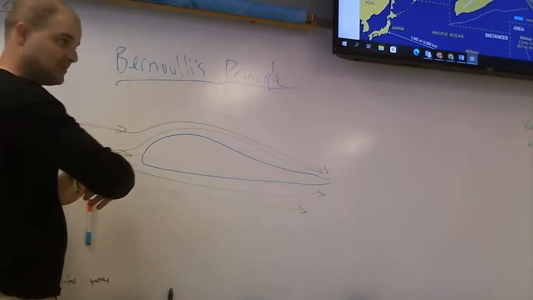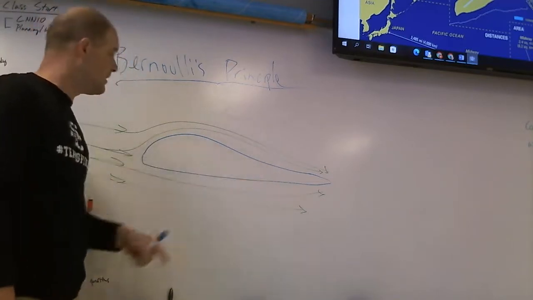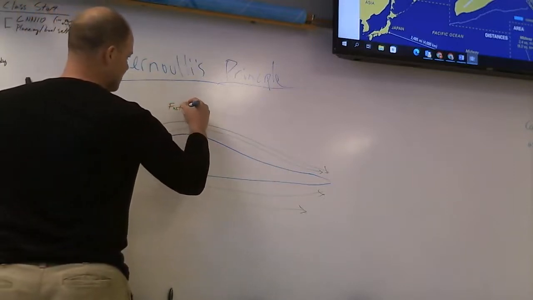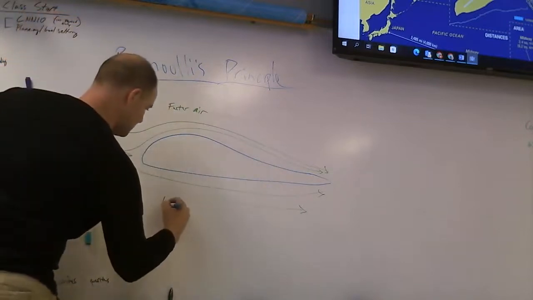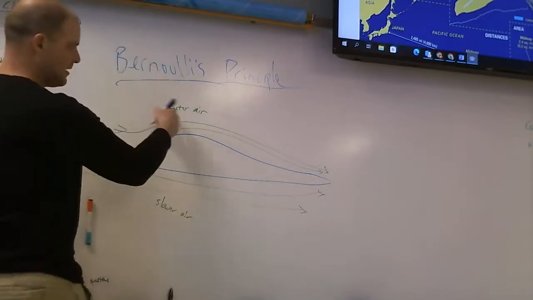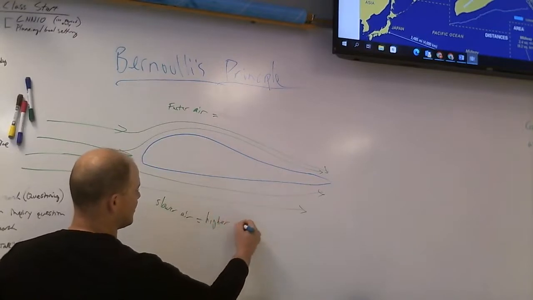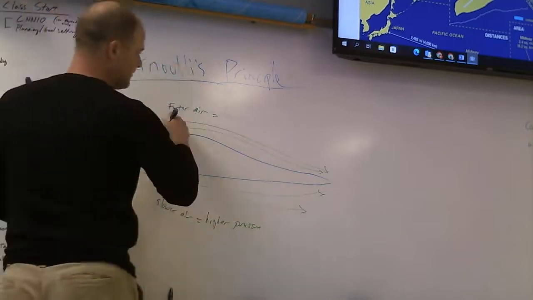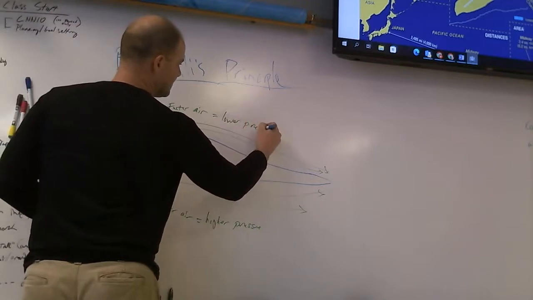And because it's traveling a further distance to get there, and it arrives at the same time, you end up with faster traveling air over the top of the wing than below. So slower air under, faster air above is going to translate to higher pressure below the wing, and the faster air will translate to lower pressure, lower air pressure.